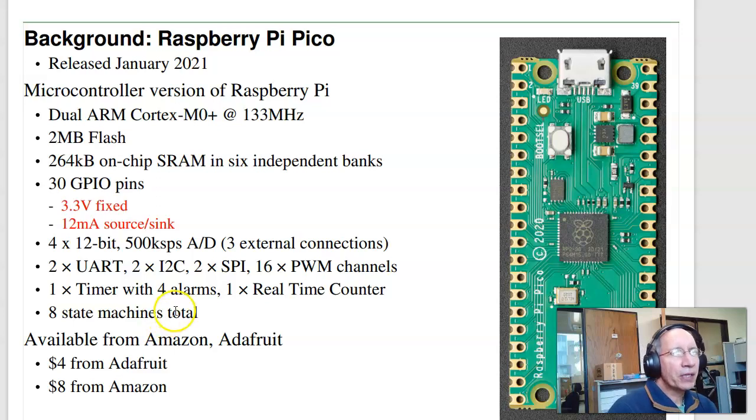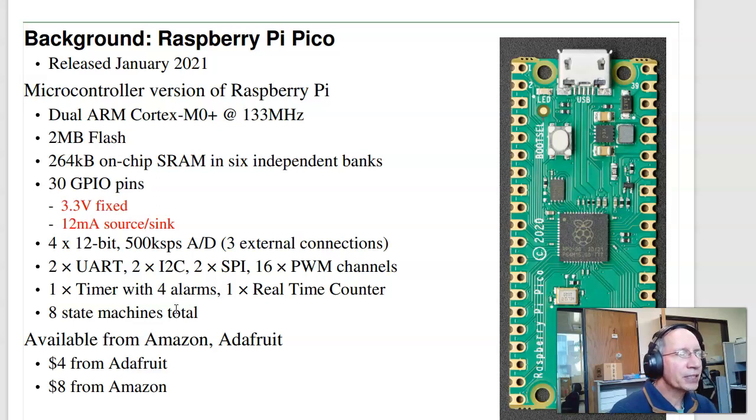The Raspberry Pi Pico came out in January 2021. This is a microcontroller version of the Raspberry Pi. Now, a microcontroller is similar to a microprocessor, except it's designed for I/O, and that's really what we want as engineers. We want to be able to read the I/O pins, write to the I/O pins, control the timing, things like that. So this is a Raspberry Pi designed specifically for I/O.